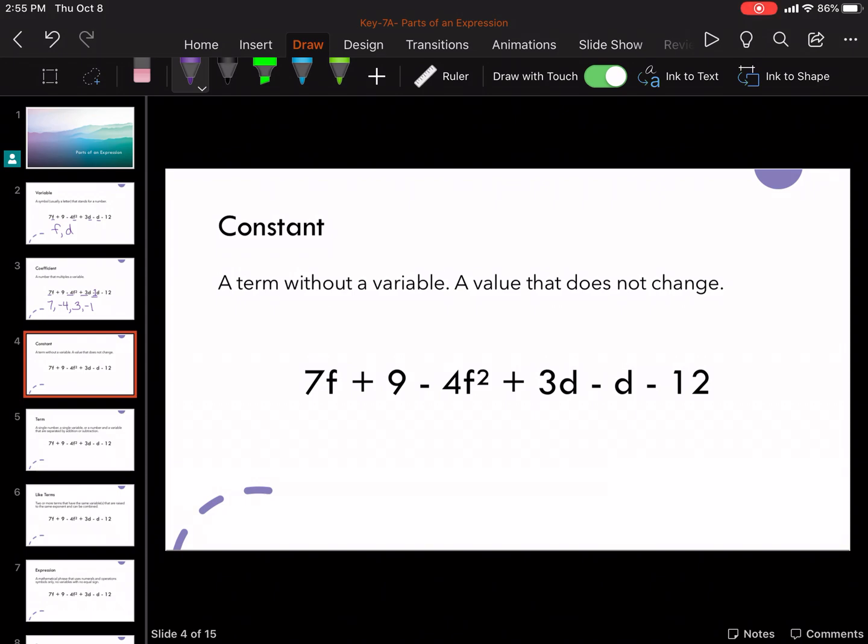And then constant is your term without a variable. You're constantly alone. It always stays the same. We have 9 and -12.